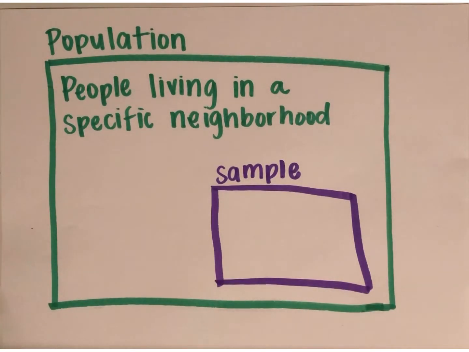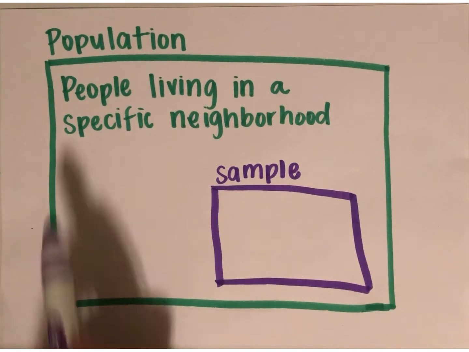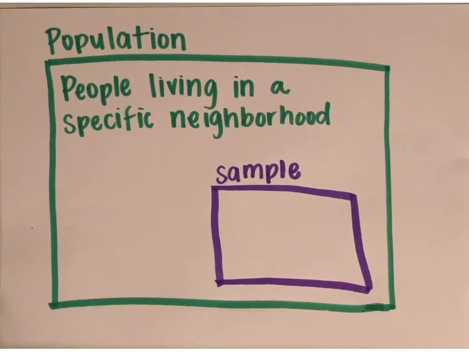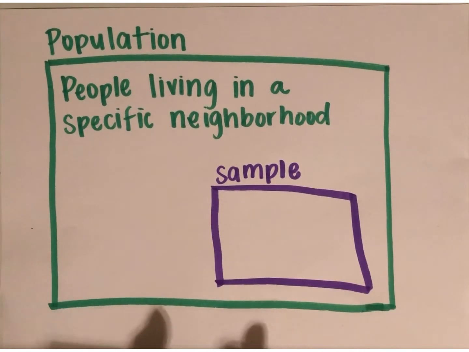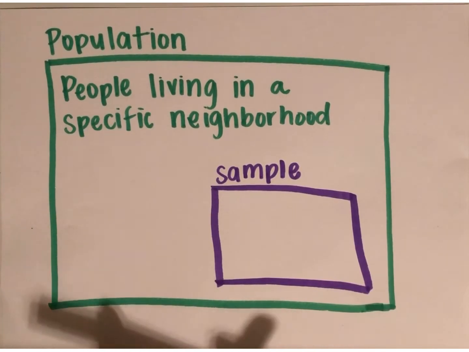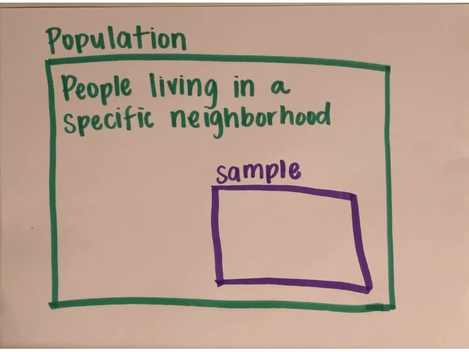So for our first set of examples, we're given the population and we need to try and find a sample. So here I've done all my green boxes are going to be my population, and then on the inside I've drawn a purple box which is going to represent my sample. That way I remember that my sample is going to be a subset or a part of my population.